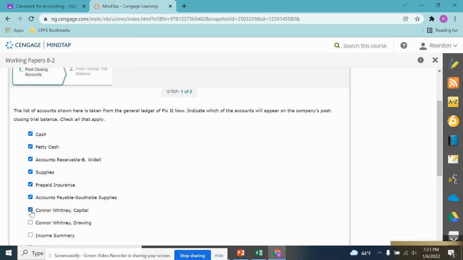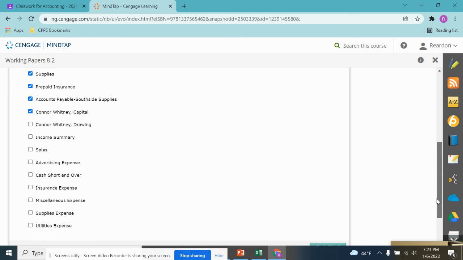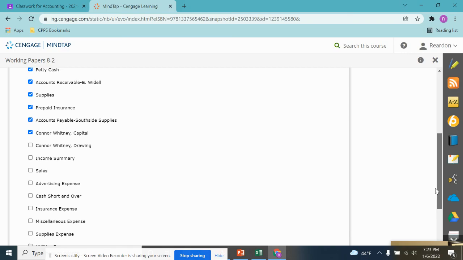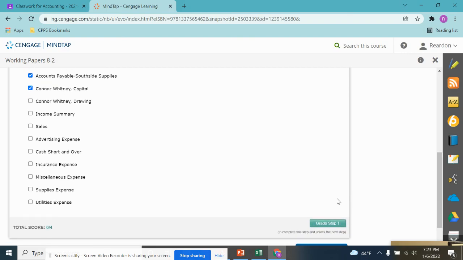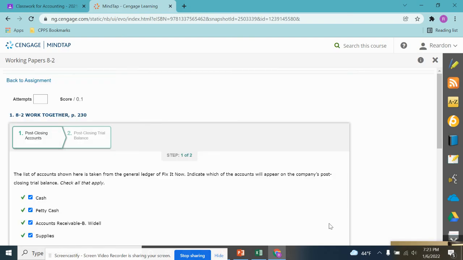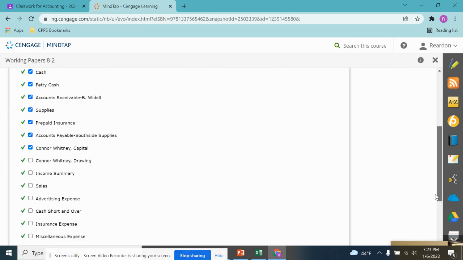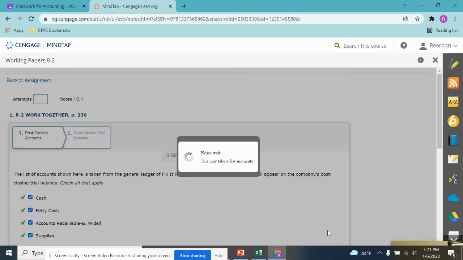Again, we're going to prove the debits equal credits moving into our new fiscal period, our new accounting cycle. All the other accounts down here would be temporary accounts, and they have zero balances. Really quite that simple. Okay, next step.